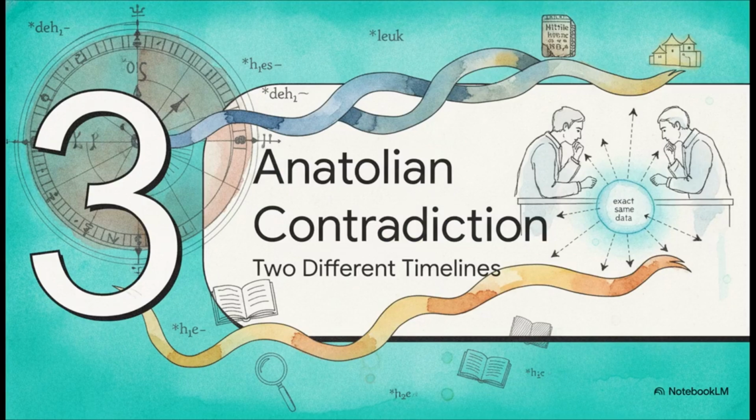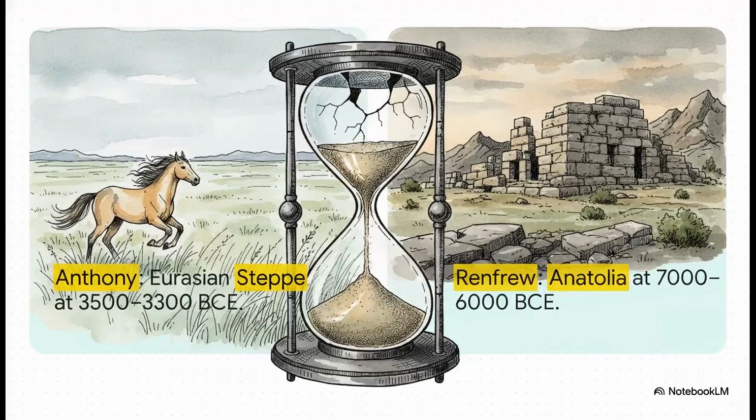Section 3. The Anatolian Contradiction. Let's look at what happens when one data set yields two totally different timelines. This brilliantly illustrates the core problem with linguistic dating. On one hand, we have David Anthony's steppe hypothesis, pinning the language to 3500 BCE.